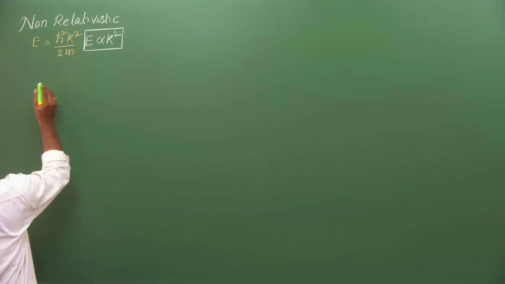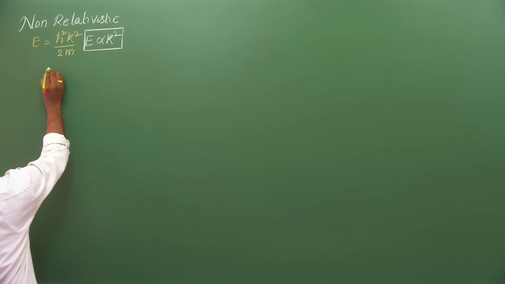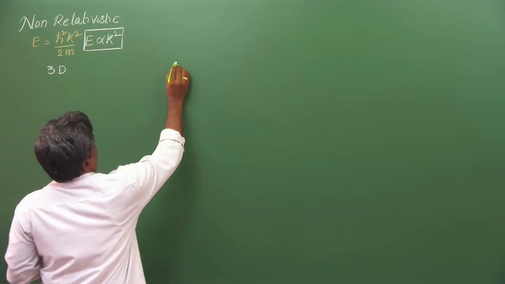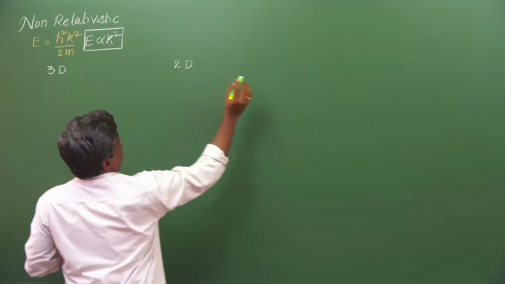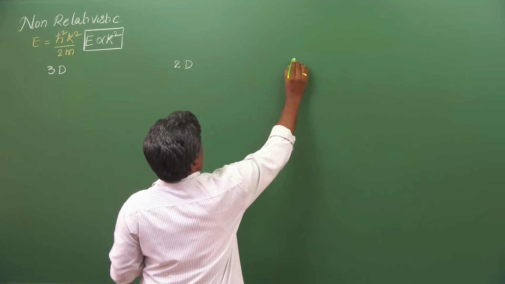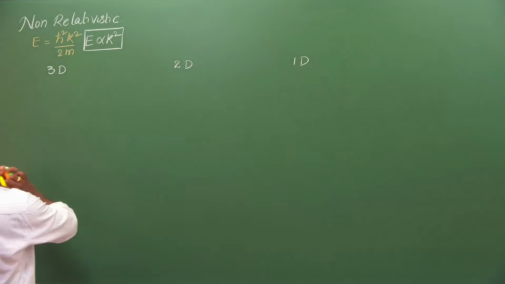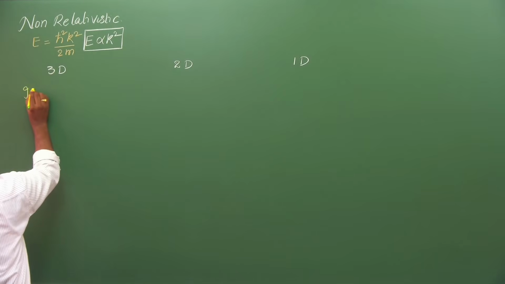So let me take first, shall I write a table? I think this is better: 3-dimension, and next 2-dimension, and next 1-dimension. So now first I request you to write the density of states.